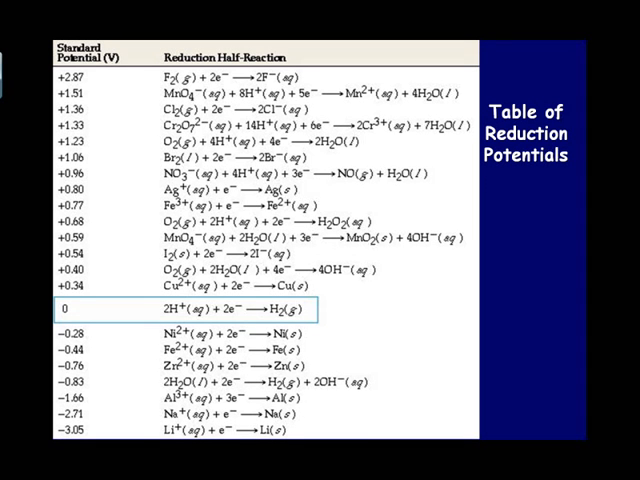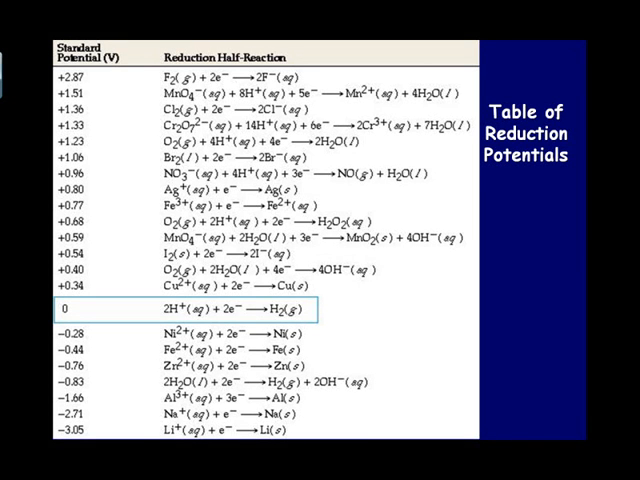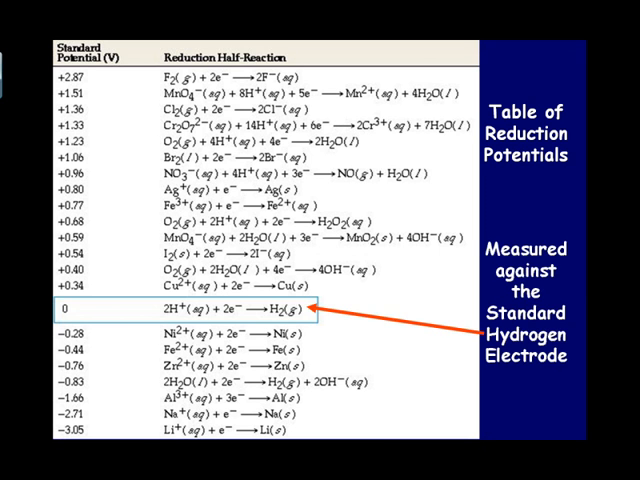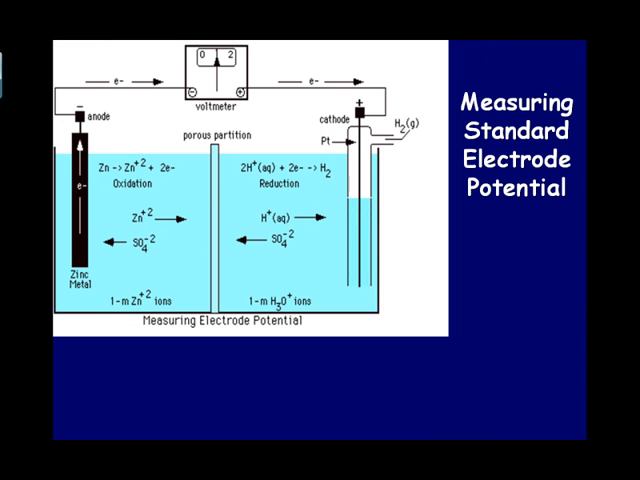So fluorine typically is at the top of any reduction potential table, and even if we used a different reaction as a standard, fluorine would still be at the top. The value would just not necessarily be 2.87 volts. So again, this is done by making hydrogen the standard electrode.